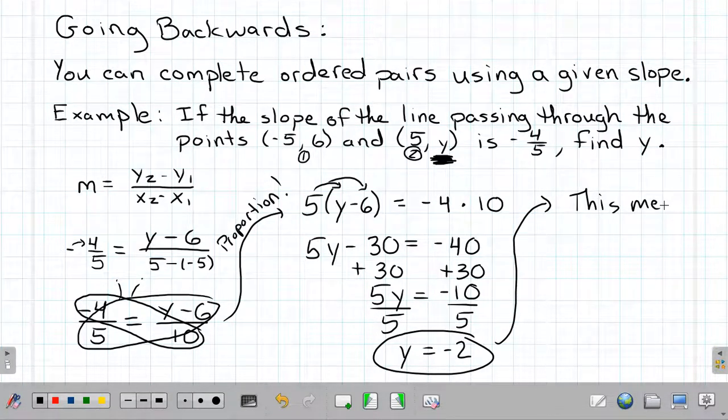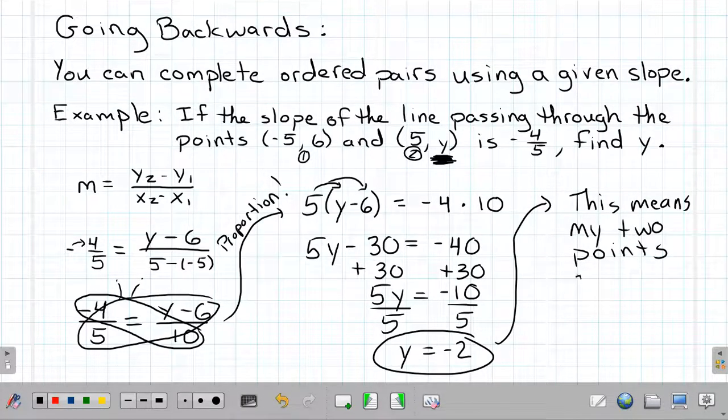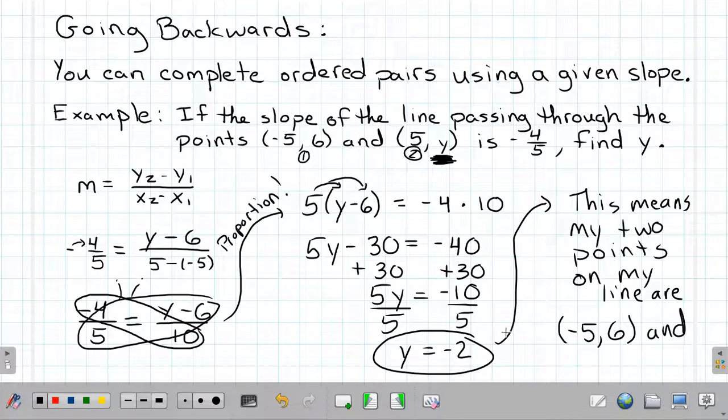This means my 2 points on my line are the first one, which we already knew, (-5, 6), and now we know the other point is actually (5, -2). Okay, and that's what we're actually doing with these types of questions.